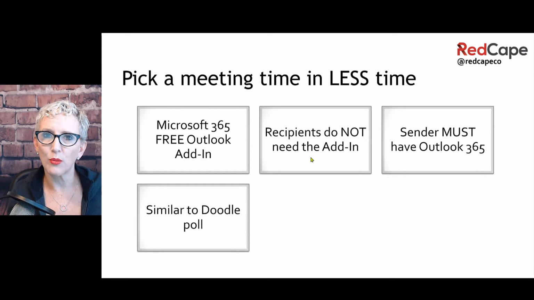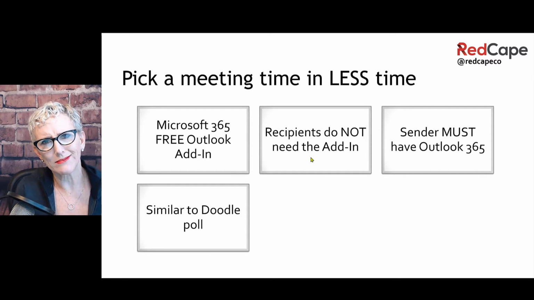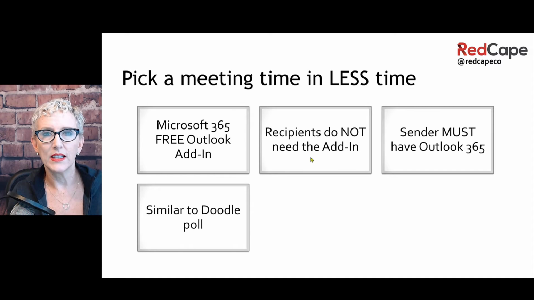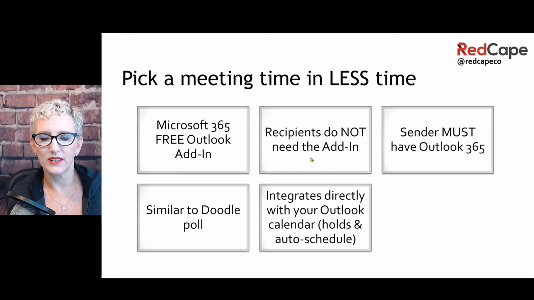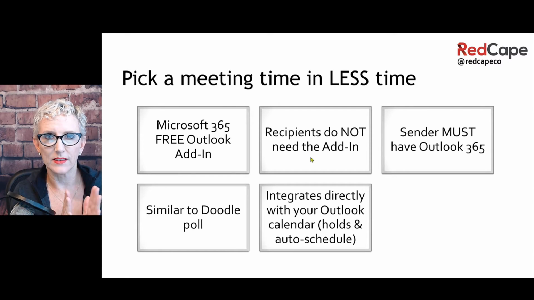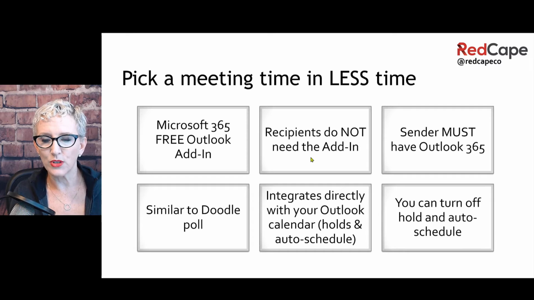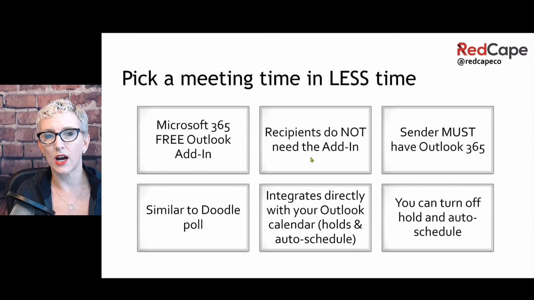It's similar to a Doodle poll. People ask me, like, is this like Doodle poll? Yeah, it's just like a Doodle poll, but it's integrated with Outlook so that it has the auto hold and auto schedule. So it is connected to Outlook and it is seamless. It is so cool. I'm going to show you how this works. And you can turn off the auto hold and auto schedule. So you would turn it off if you are trying to find consensus, but it's coming from somebody else's calendar.